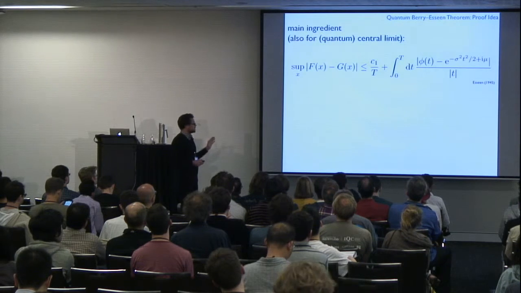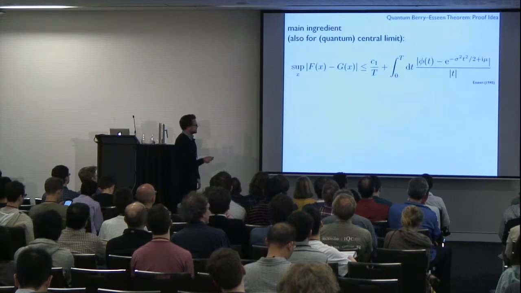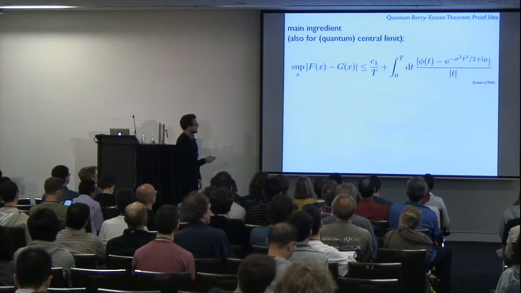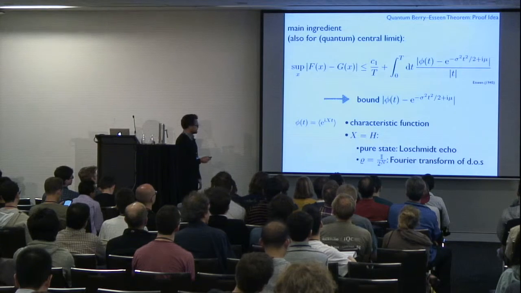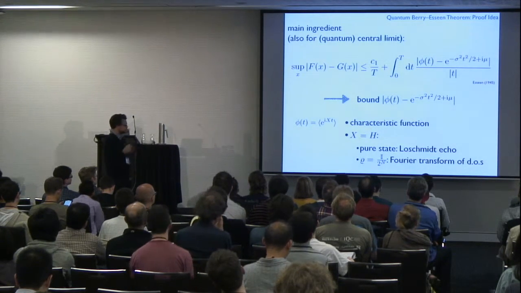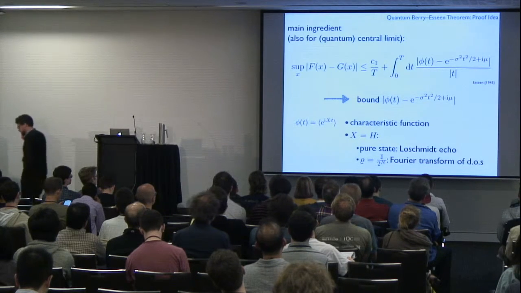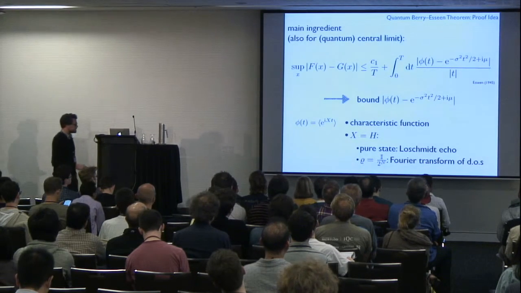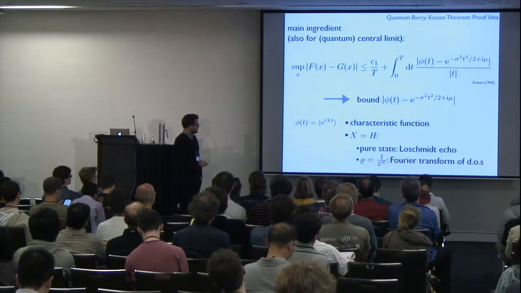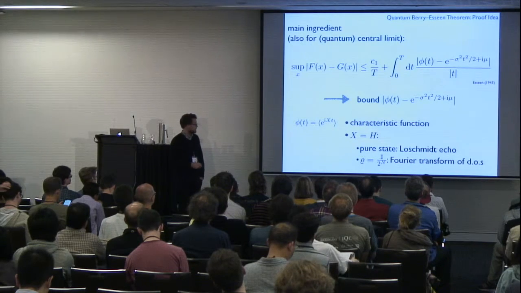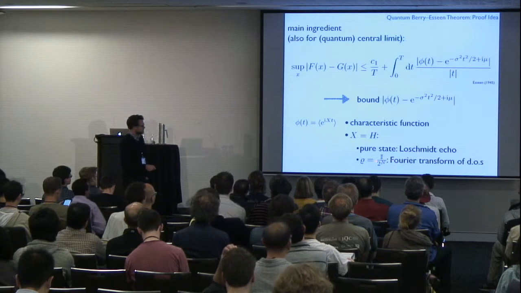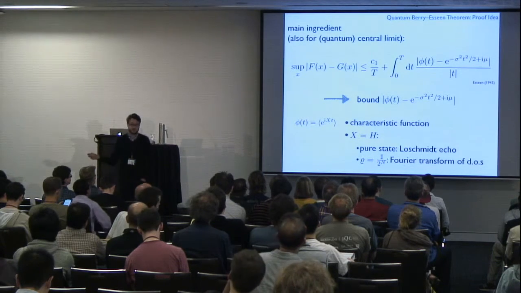C1 is an absolute constant. And then you can see it depends on the difference of the characteristic function of the Gaussian and the characteristic function corresponding to the system under consideration. And this guy actually goes by many names. So it's a characteristic function in the classical sense. And again, if this operator X is a Hamiltonian, then for pure states, you might recognize this as the Loschmidt echo. And again, if rho is this particular state, namely the maximally mixed one, then this is the Fourier transform of the density of states.